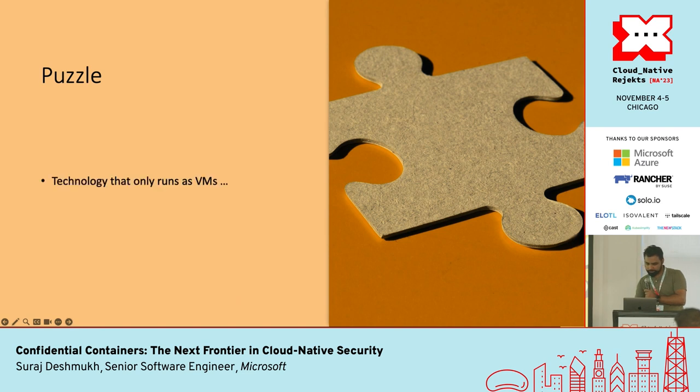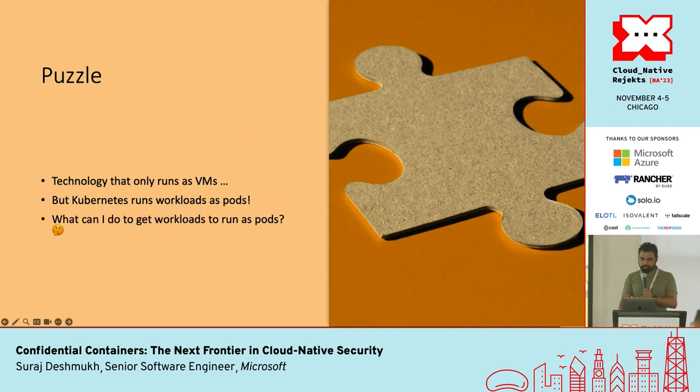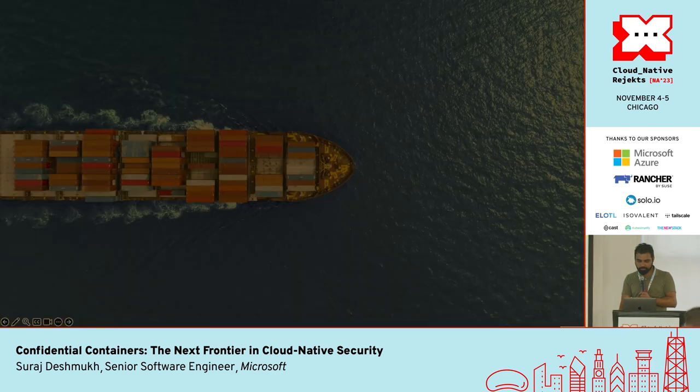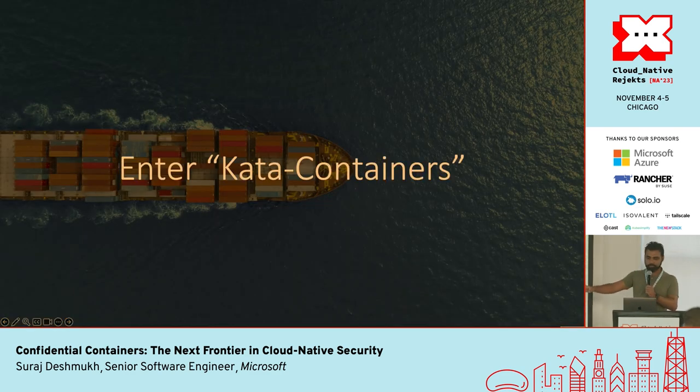Before we go into that, let's look at this puzzle. This technology that we are talking about only runs in VMs. On the other hand, Kubernetes can start runC-based containers, which use Linux technologies, cgroups, whatever. But this is only in VMs. So how do you get these VMs to run with Kubernetes? We need something that can marry these things together, like VMs running as pods in Kubernetes. I guess that's where Kata Containers comes in. So show of hands, who knows Kata Containers? Oh, who doesn't know Kata Containers?